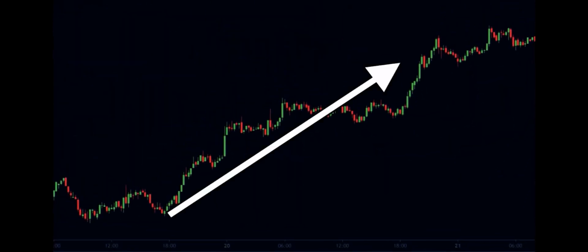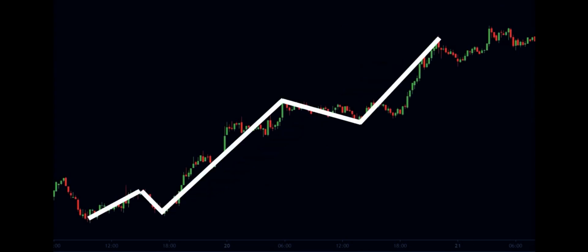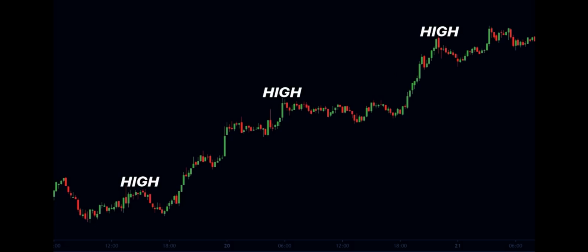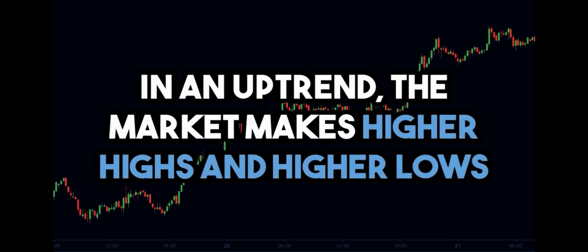The market does not move in a straight line. Instead, it moves in a zigzag pattern with long impulsive moves that are followed by short pullbacks. The peaks here can be called as highs, and the valleys here are called as lows. In an uptrend, we can clearly see that each newly created high is higher than the previous high. Similarly, newly created lows are higher than the previous ones. Hence, we can see that in an uptrend, the market makes higher highs and higher lows.